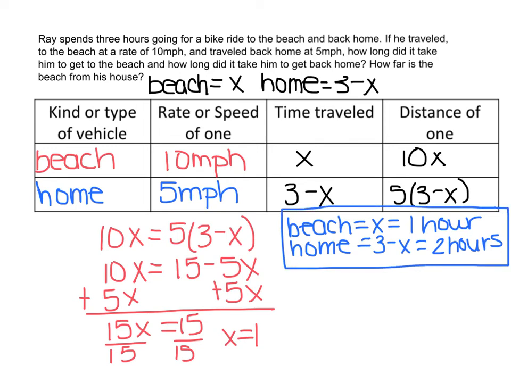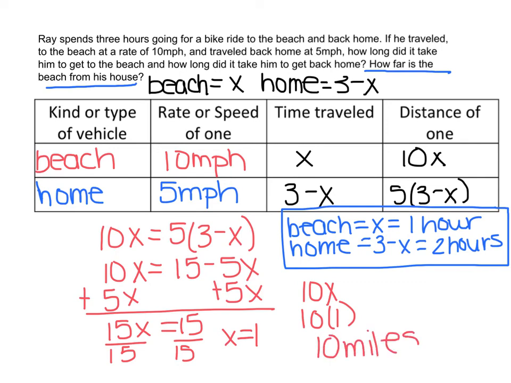The last line says, how far is the beach from his house? So we need to find the distance. Since it's round trip, we could plug back into either distance. So I'm going to plug back into 10x. x, the time traveled, was 1 hour. So 10 times 1 is going to be 10 miles. So that's how far the beach was from his house.